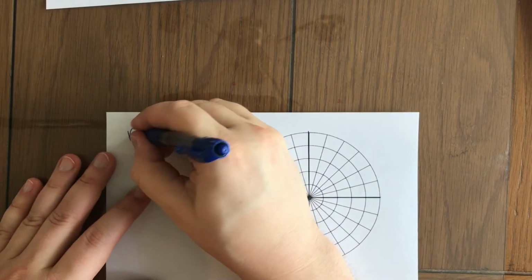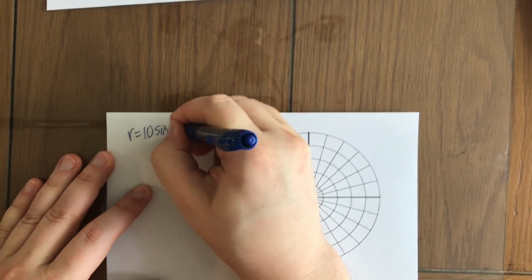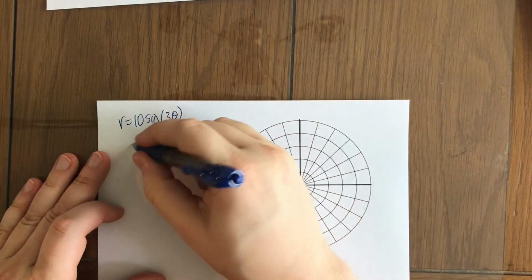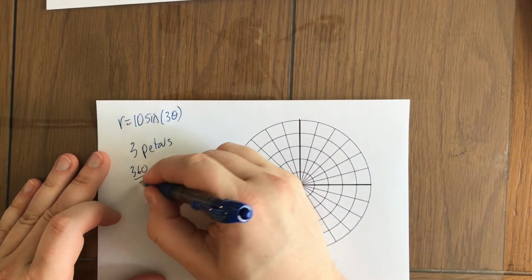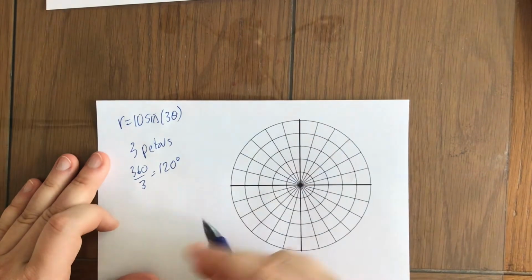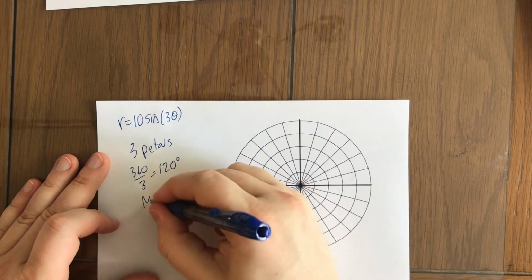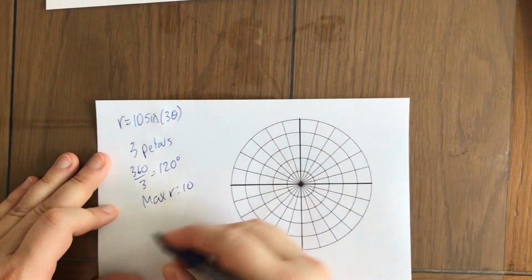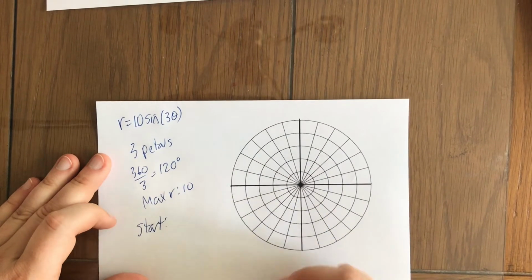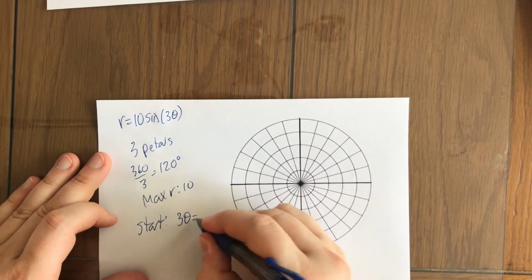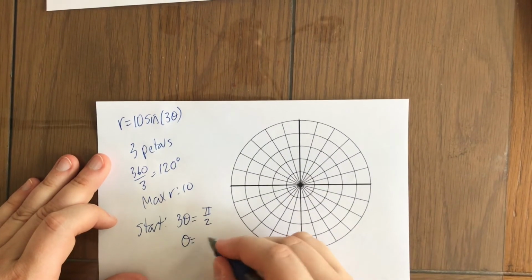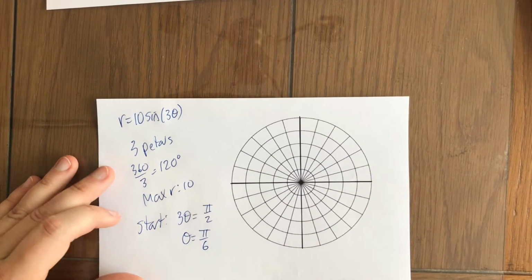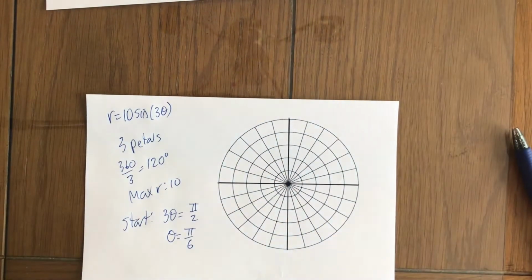Last but not least, r equals 10 sine 3 theta. So odd, so we have 3 petals. 360 divided by 3, that's going to be 120 degrees. So that's how far apart each petal is. The max radius is going to be 10. Our start is going to be what's different. So it's a sine, so we do 3 theta equals pi over 2. So I'm going to have theta equals pi over 6. That's my starting point. Okay, so that's 30 degrees.